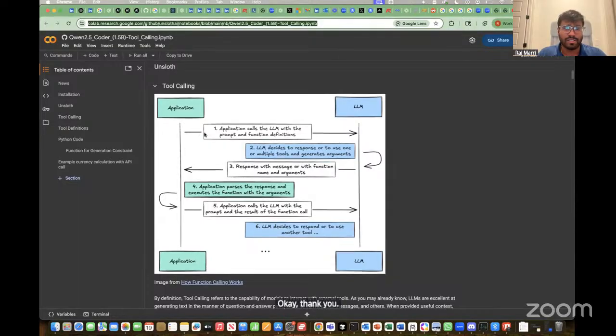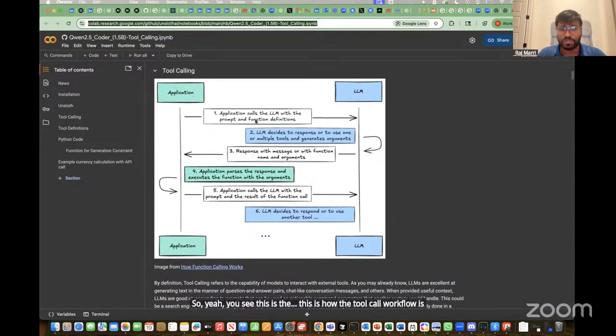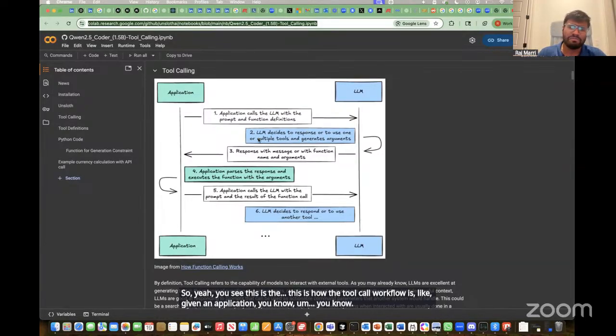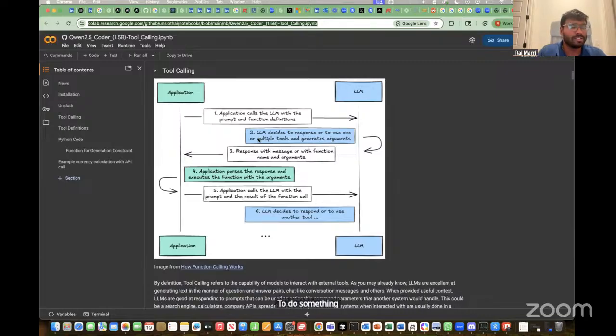So yeah, this is how the tool call workflow is. Given an application, maybe you have this application that can call a series of SQLs to get different data, and now you want to call a SQL statement that can get you results for a specific demographic, or maybe a specific state. You could do that by chatting with this. An LLM decides what SQL to call.